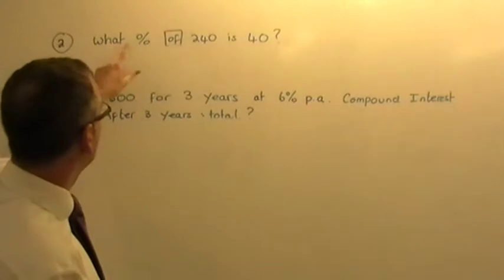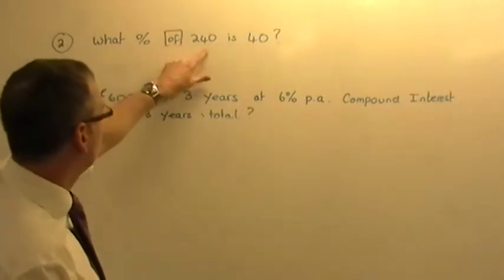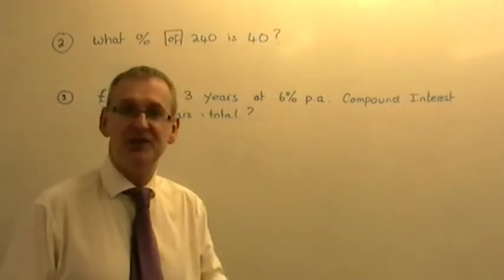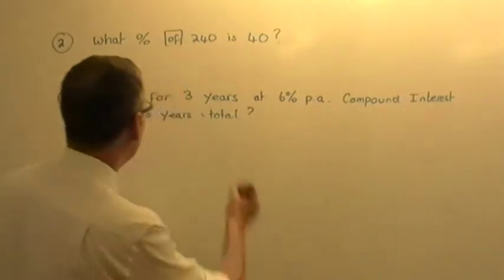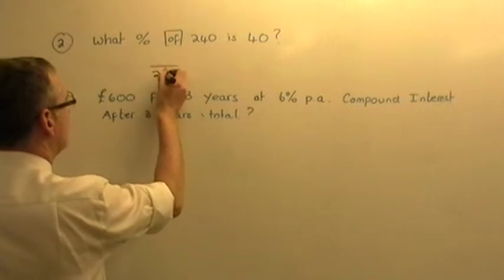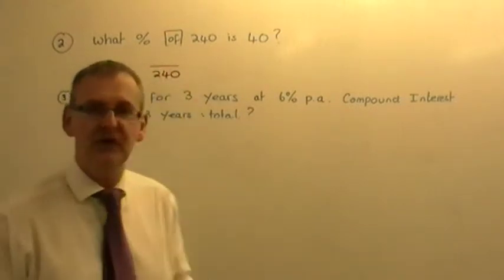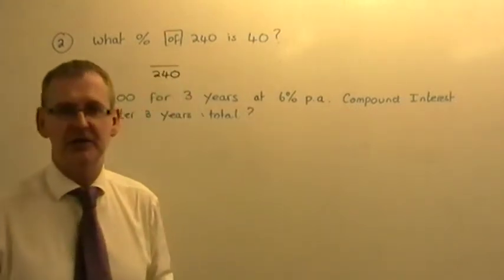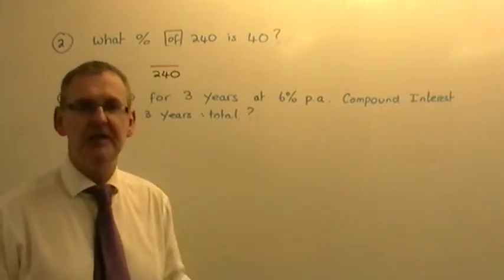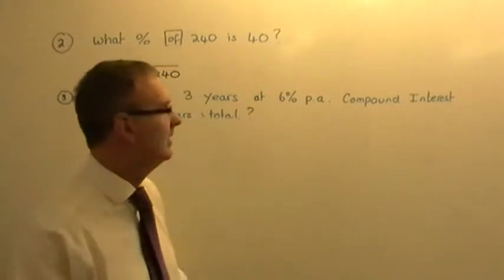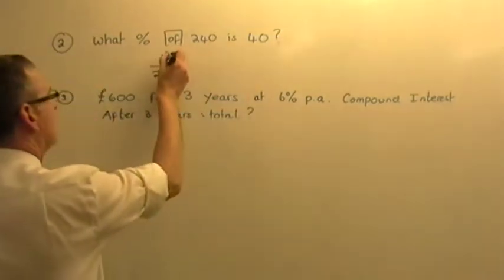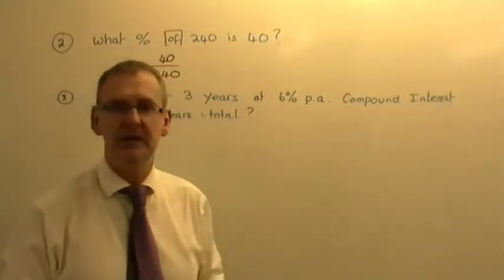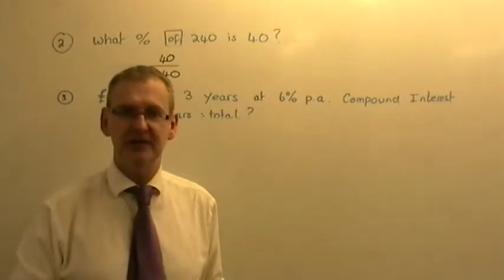If you want what percentage of 240, in other words, what percentage out of 240 is 40, then "out of 240" means that 240 must be on the bottom line of the fraction you create. So of 240, bottom line with the 240. What percentage of 240 is 40? You have 40 out of 240. That's the fraction that you create.